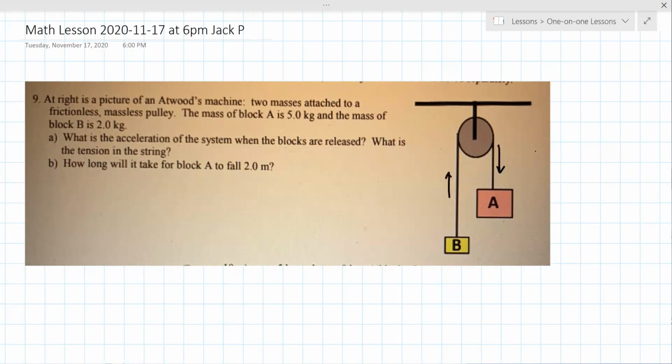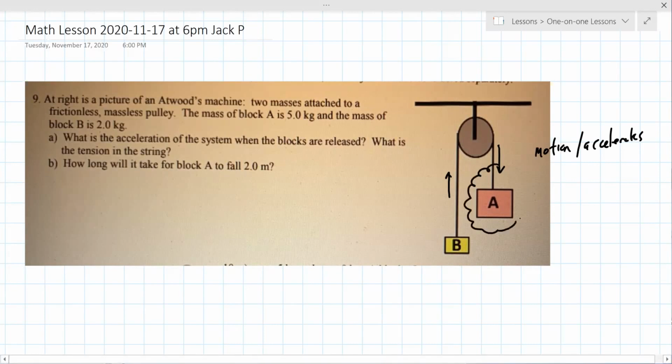I call that the direction of motion. It is the direction that they're going to accelerate also. They don't always go in the same direction, but in this case they do. So is that okay so far? Yes. All right, so you have to make two free body diagrams.